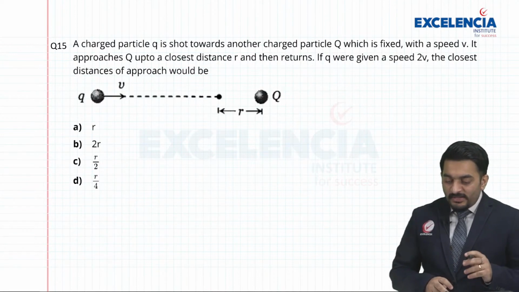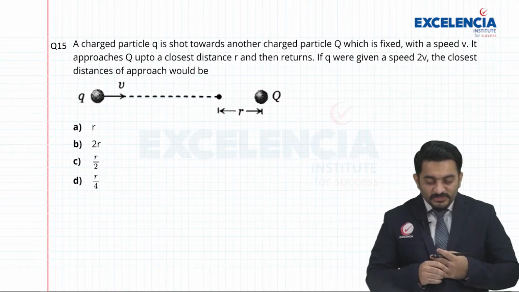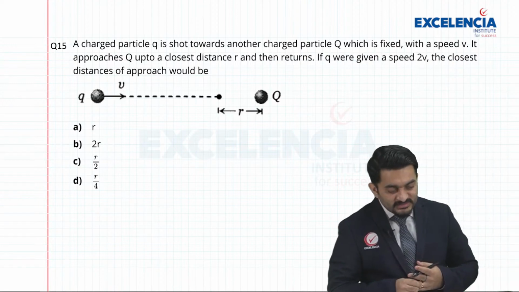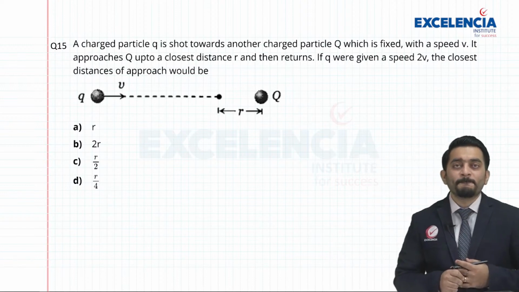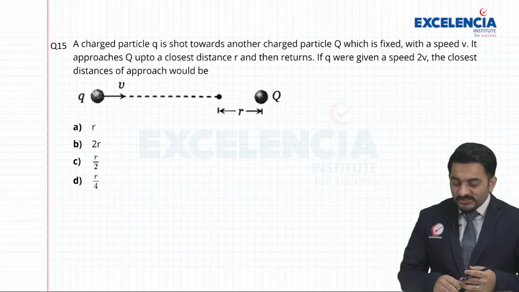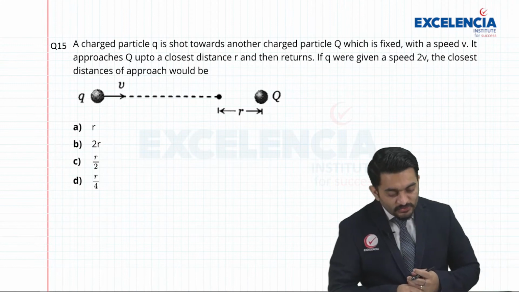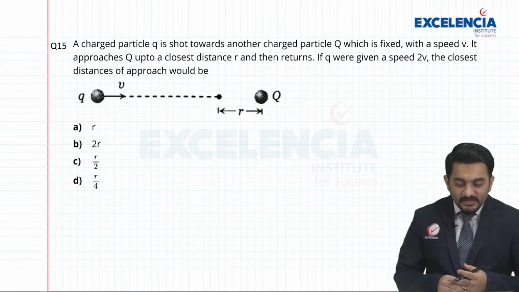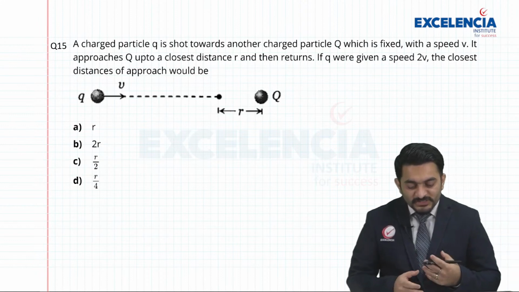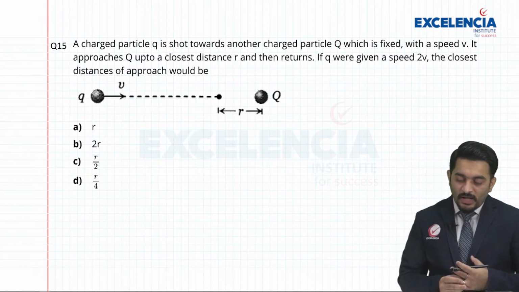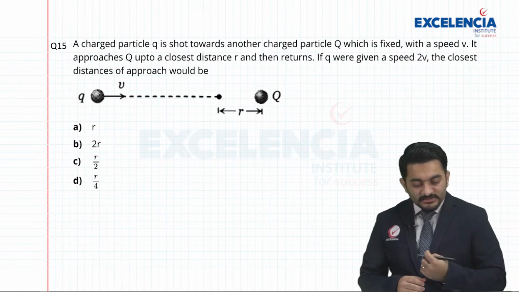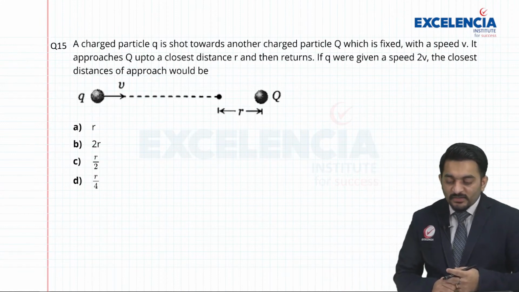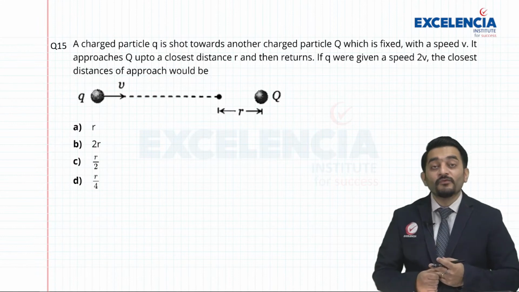Okay, let's move on to the next question, which is question 15, and I think this is the last question which I'm going to take in this particular part. But first, let's see what exactly the question says. A charged particle q is shot towards another charged particle Q, which is fixed, with a speed v. It approaches Q up to a closest distance r and then returns. If q were given a speed 2v, the closest distance of approach would be.